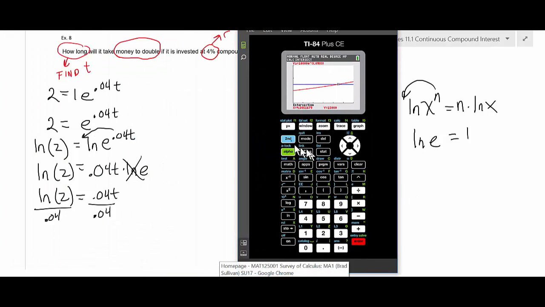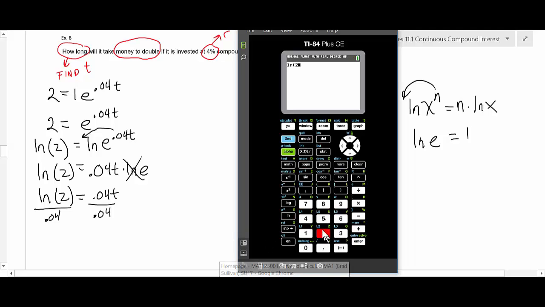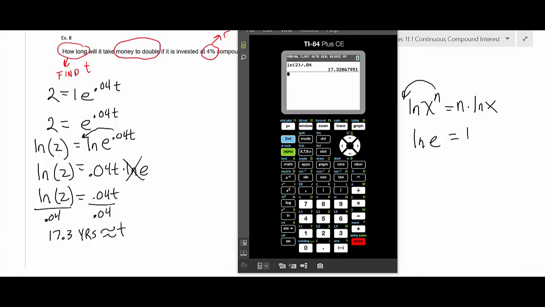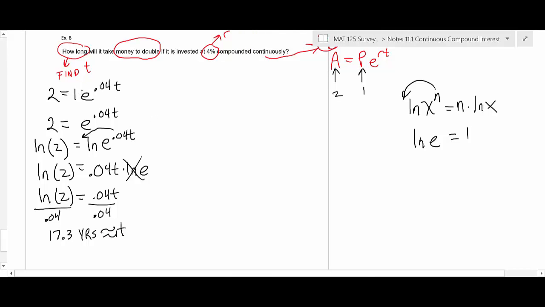So we're just going to do the ln of 2. You want to be sure you close parentheses, and then divide that by 0.04. That's going to give about 17.3 years for that money to double. It turns out that even if you put $1 million for the principal, it's going to take 17.3 years for any amount of money to double, even a penny. It's just the way it works.